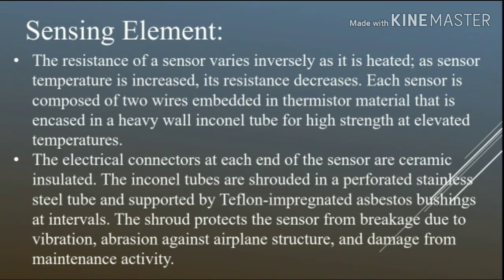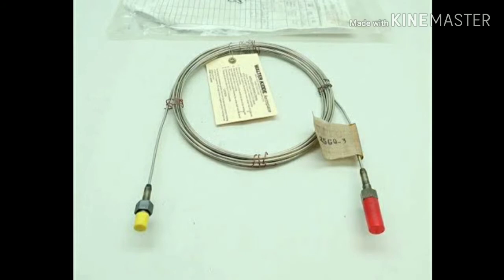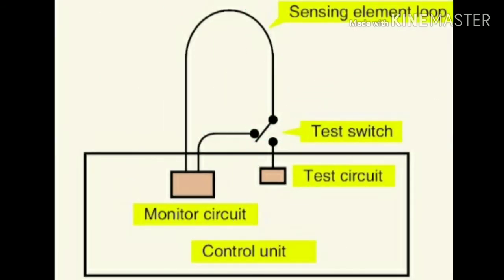Sensing element. The resistance of a sensor varies inversely as it is heated. As sensor temperature is increased, its resistance decreases. Each sensor is composed of two wires embedded in thermistor material that is encased in a heavy wall Inconel tube for high strength at elevated temperatures. The electrical connectors at each end of the sensor are ceramic insulated. The Inconel tubes are shrouded in perforated stainless steel tube and supported by Teflon impregnated asbestos bushings at intervals. The shroud protects the sensor from breakage due to vibration, abrasion against airplane structure, and damage from maintenance activity.